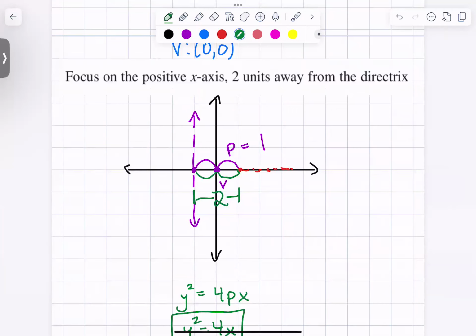Questions on this? No? That's the basics of what a parabola is. Next time we go over parabolas, we're gonna move the vertex. That's it.